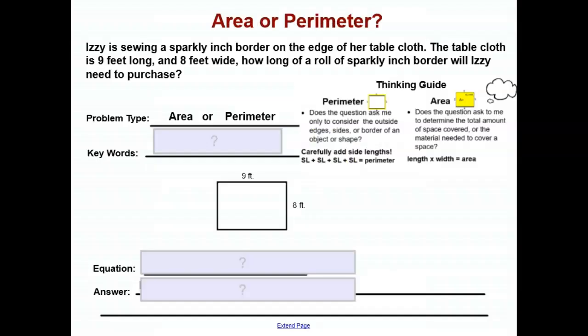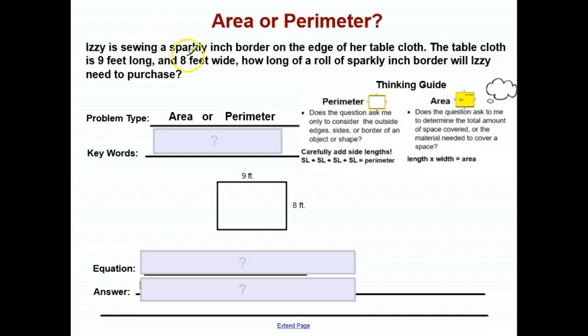Please make sure you have your scratch paper so that you can solve this with me. Let's read it together. Izzy is sewing a sparkly inch border on the edge of her tablecloth. The tablecloth is 9 feet long and 8 feet wide. How long of a roll of sparkly inch border will Izzy need to purchase? Let's read again and let's highlight any key words that tell us whether this is talking only about the edge of her tablecloth or all of the area of her tablecloth.